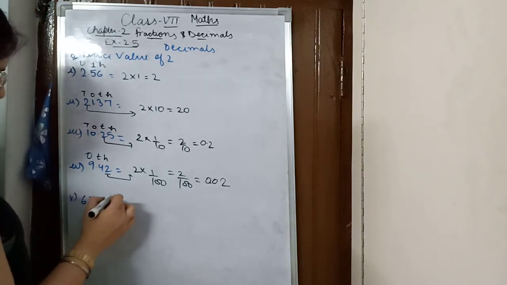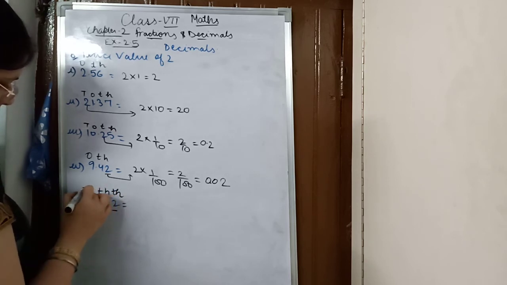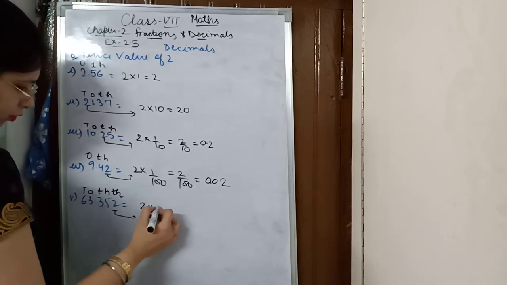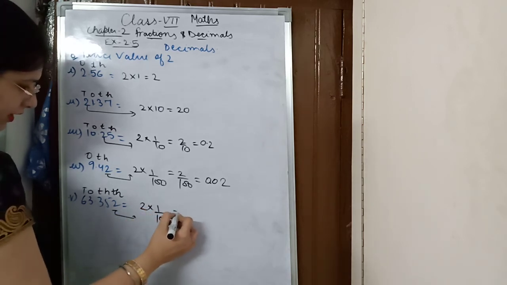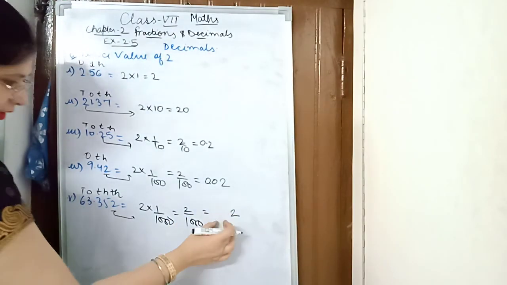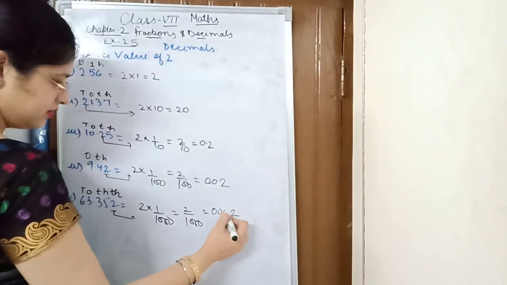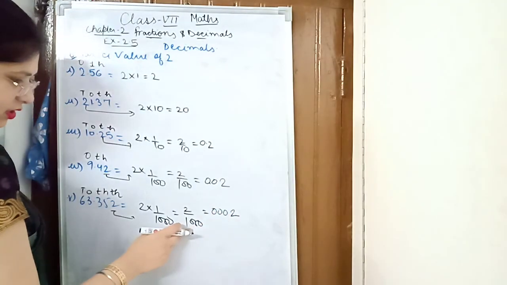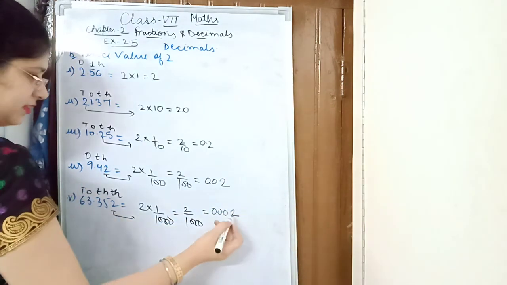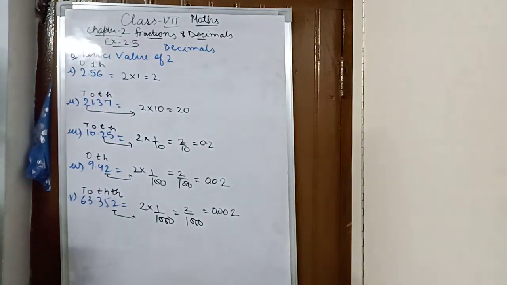Here 2 is at 1000th position. So the place value of 2 will be 2 into 1 upon 1000, that is 2 upon 1000. Again leave some space, write numerator as it is. How many zeros are there? 3 zeros, write 3 zeros here. Now 3 zeros are there, now put decimal before 3 digits counting from right side, 1, 2 and 3. 0 will be here, 0.002 is the place value.